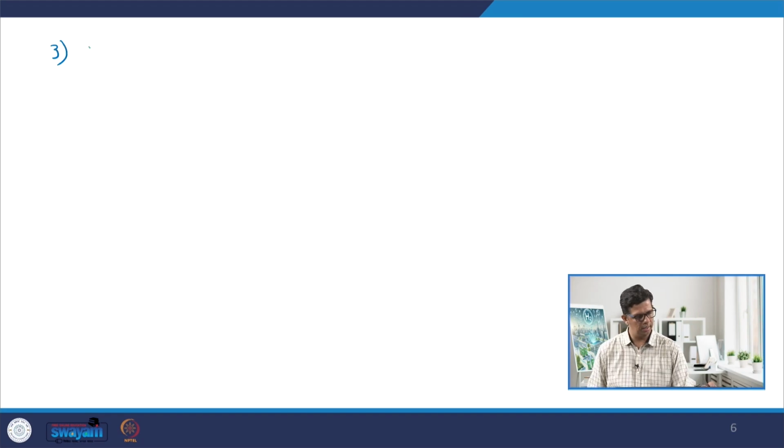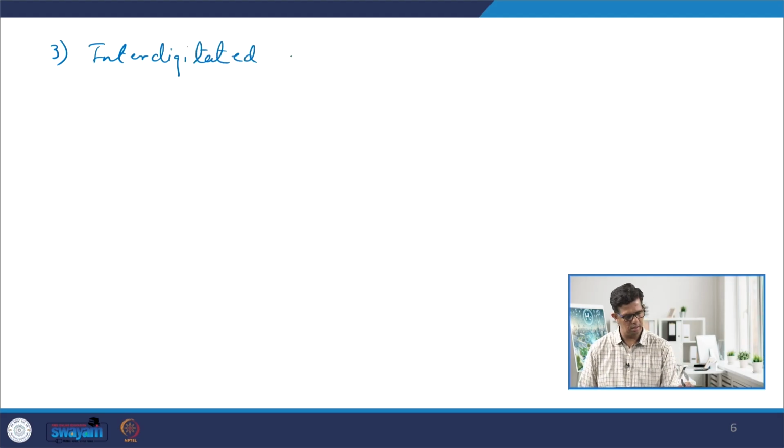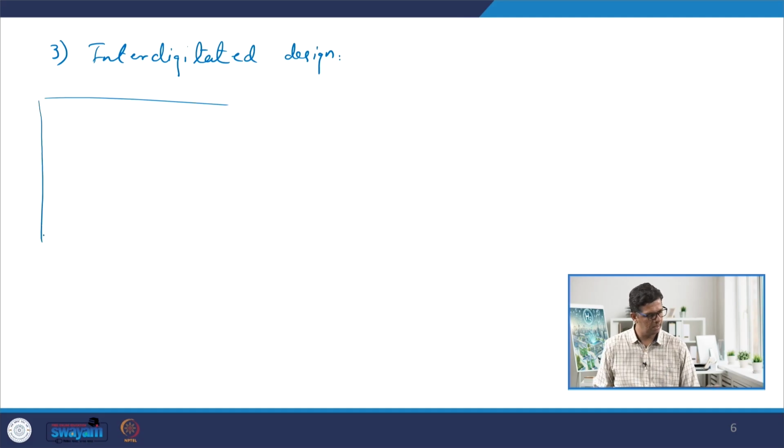Third one, interdigitated design. So let me draw this first. Let's say this is the inlet. So what we have here is channels.